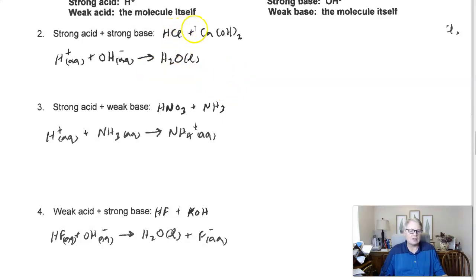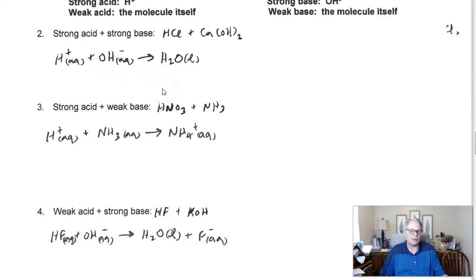Do you see that it doesn't even really matter what strong acid or strong base I give you? Your net ionic equation for the reaction is always H+ plus OH- goes to H2O. See, because this is always your reacting species for your strong acid and always for your strong base here. All right, so that's pretty simple.